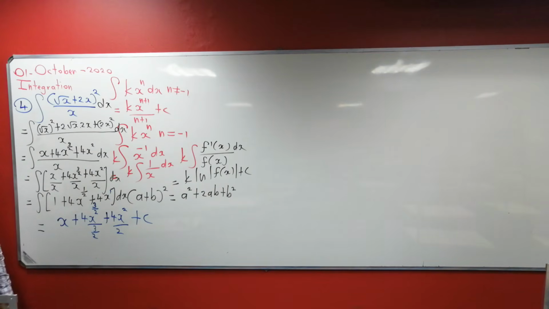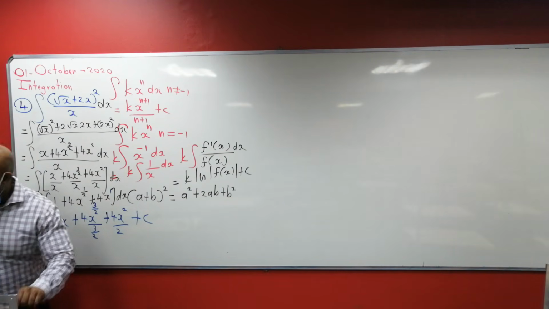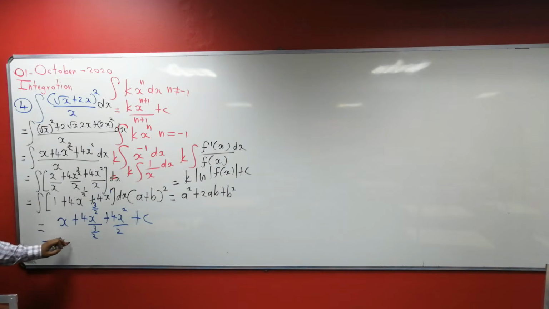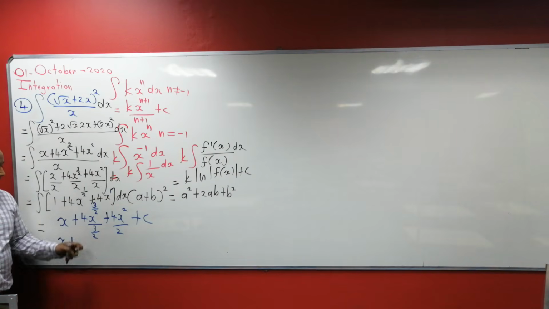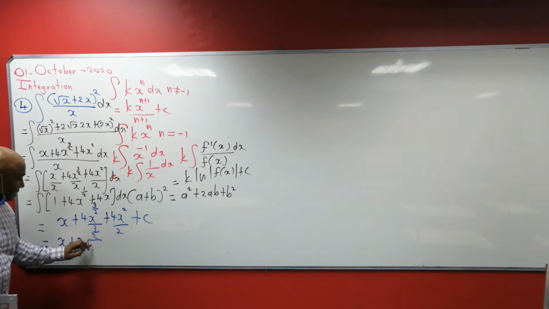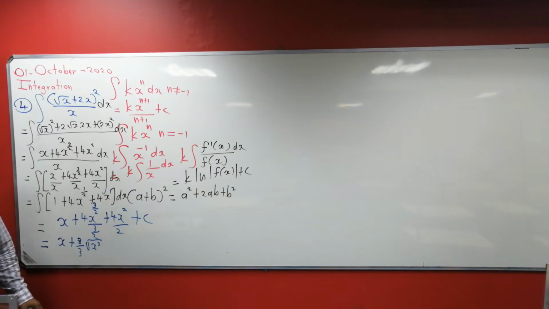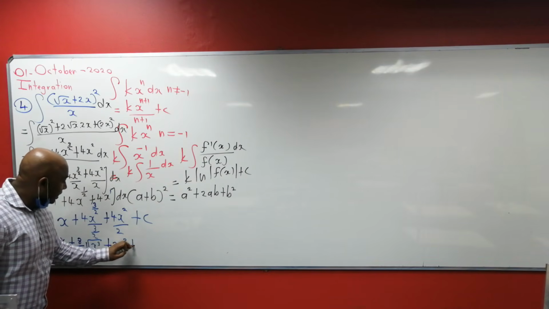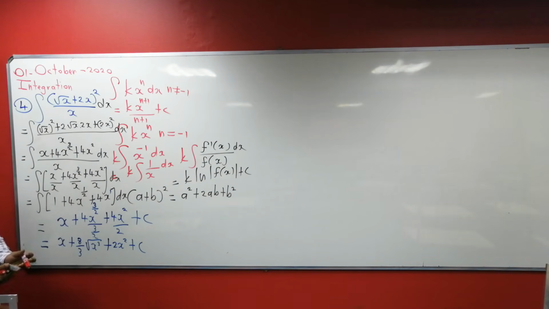Always put down plus c at the end, otherwise you will lose half a mark there. You don't get a mark for putting down plus c, but if you leave it out, you will lose half a mark. Okay, so now I've got my x plus, I can simplify this. You must not leave 4 divided by 3 over 2. You can use your calculator. That's going to be 8 over 3, and x to the power 3 over 2 is the square root of x cubed, plus 4 divided by 2 is 2x squared, plus c.